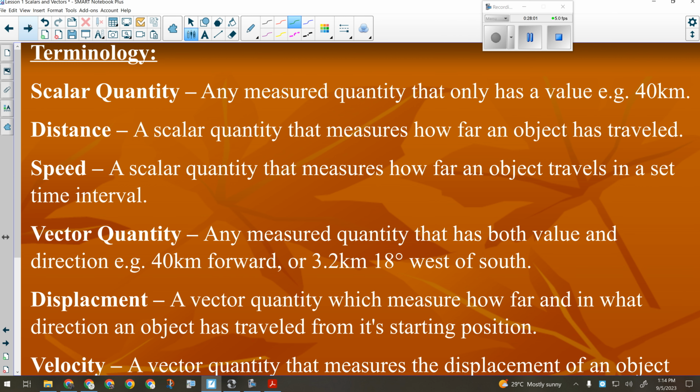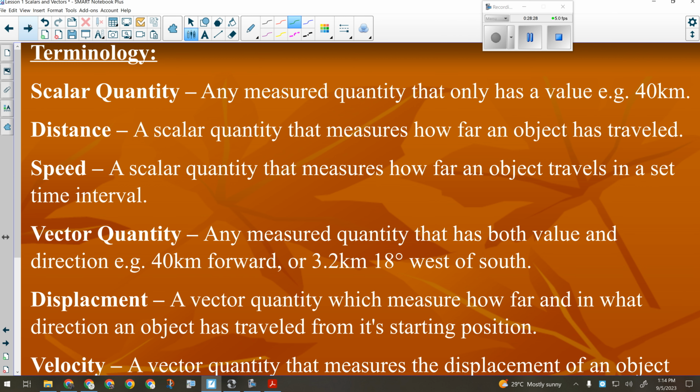Okay, distance is a scalar quantity that measures how far an object has traveled. Doesn't care which way, just how far did you have to go. If I walk back and forth across this classroom 100 times, I'll probably walk close to a kilometer. But if I end up back here where I started, what would my displacement be? 0. So I would have walked a distance of a kilometer, but didn't accomplish anything because I'm right back here.